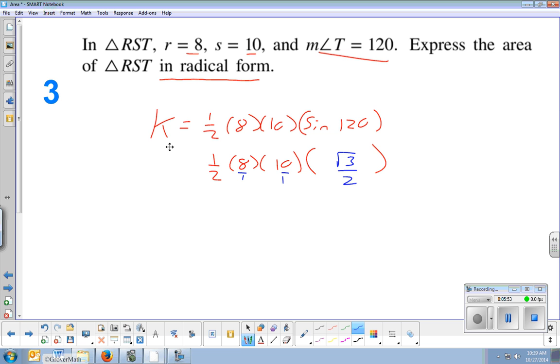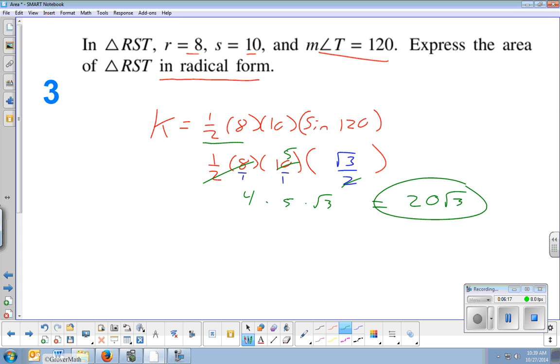Put these over ones, multiply across the top, across the bottom. Let's see, we can simplify some stuff here, though. 1/2 times 8, that's going to be 4. I can simplify the 10 divided by 2 is 5. So I'm looking at 4 times 5 times rad 3 is going to equal 20 radical 3. Now I could have typed this whole thing into my calculator and got a decimal and then matched it with 20 rad 3. That's certainly an option. But that decimal is not going to get you the answer. It's only going to help you with the answer.